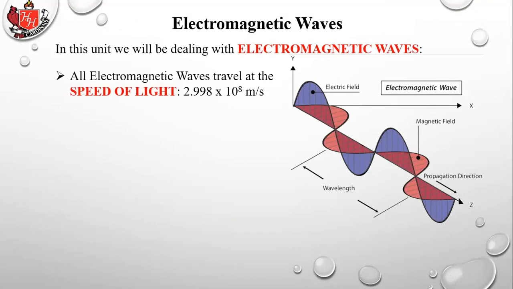In this unit, we will be dealing with electromagnetic waves. All electromagnetic waves travel at the speed of light, which is that number you see there. We usually just say 3 × 10⁸ meters per second, 300 million meters per second. The speed of light is represented by the letter c, small c.